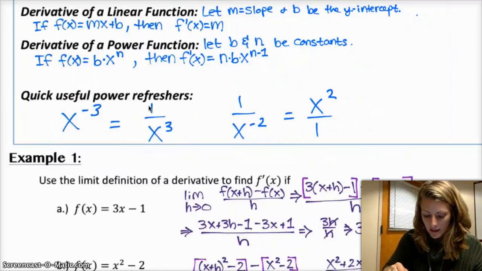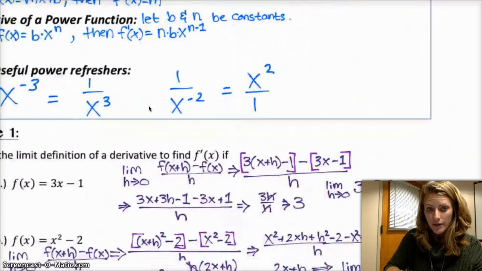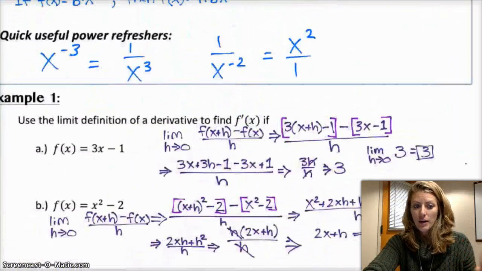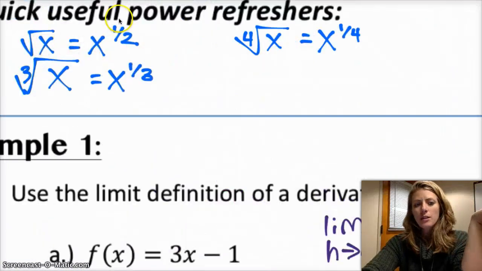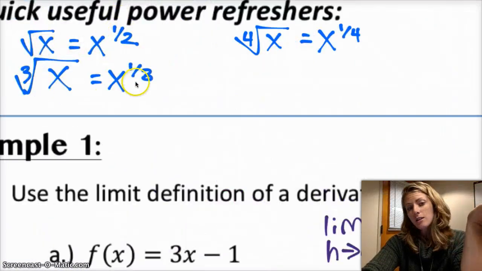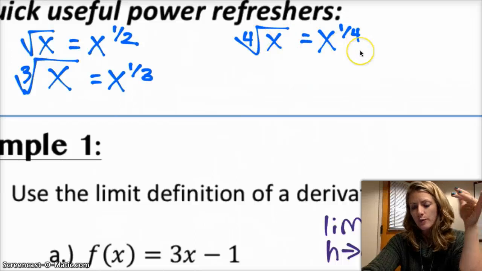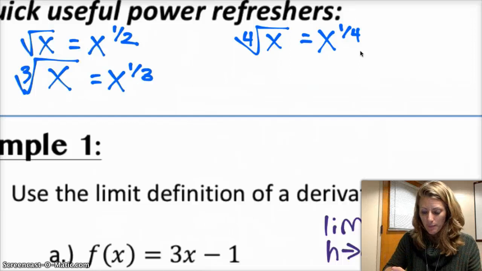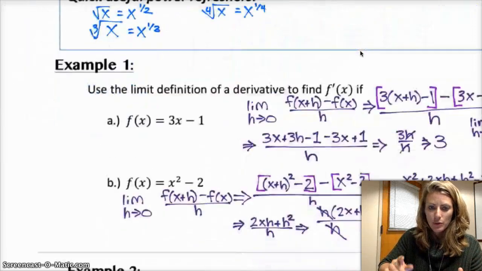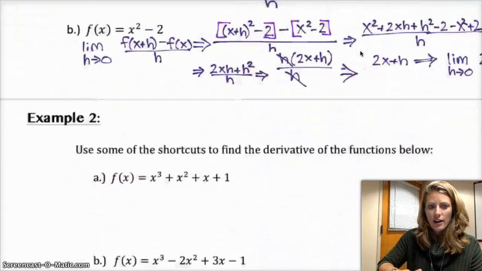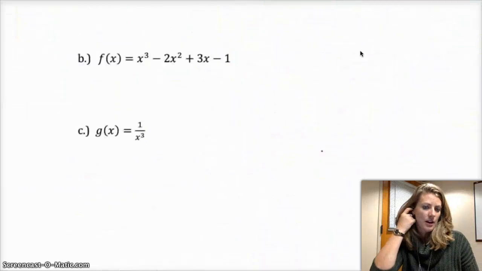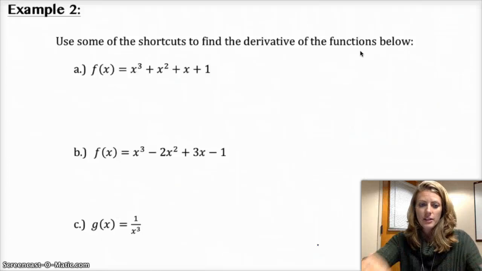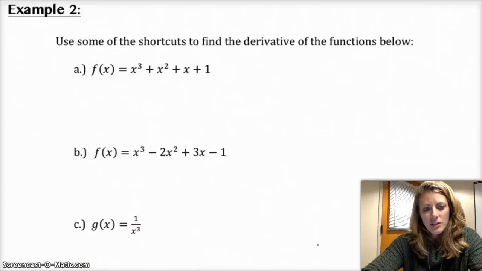Also, the square root of a number is the same thing as raising it to the 1/2 power. So square root of x is x to the 1/2, cube root of x is x to the 1/3, and the fourth root of x is x to the 1/4, etc. That's useful for using the power function rules. So go ahead and try the following examples on your own, using the shortcuts instead of the limit definition of the derivative, and then check your answers.